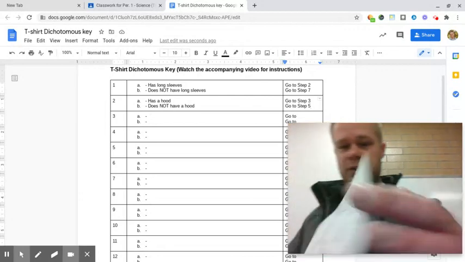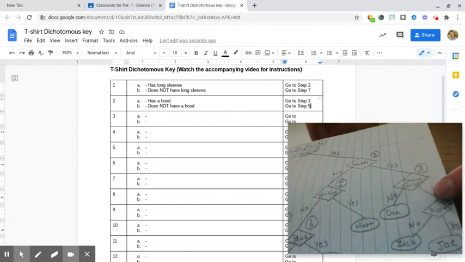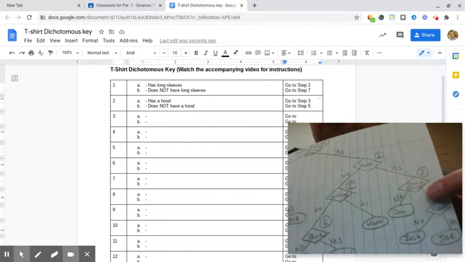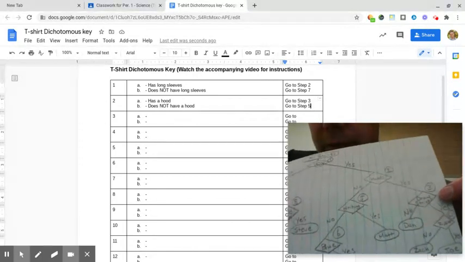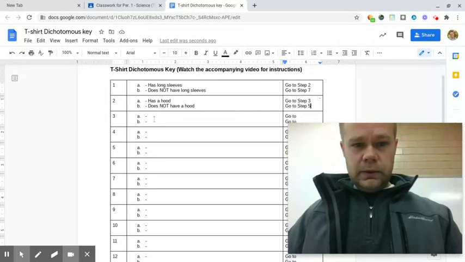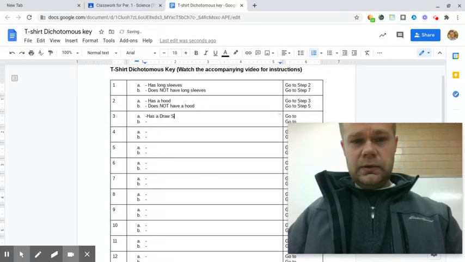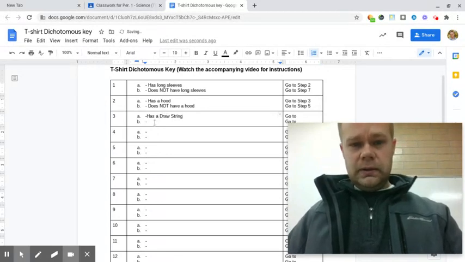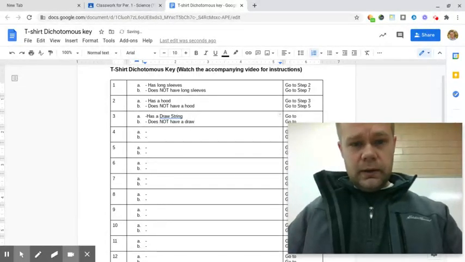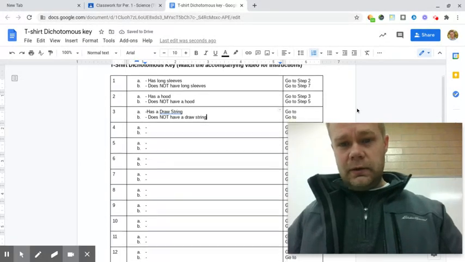Now I'm going to skip down here because you'll just keep going. Then you can go to step 3 here, and you'll say for step 3, go to 4 if yes, go to something else if no. In fact, we can go ahead and do this one. Let's go to step 3 here. So number 3 on this one, does it have a drawstring? So we'll say has a drawstring. Does NOT have a drawstring. Now this is where it's going to be slightly different here.